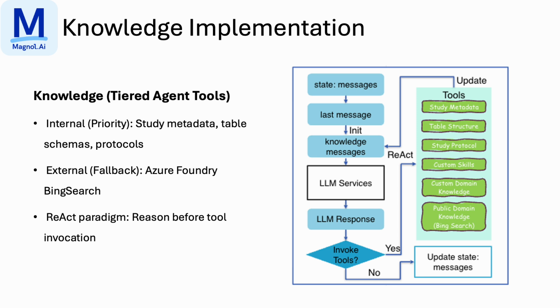External knowledge, which is the fallback. If the required information isn't available internally, the system can leverage external sources, such as Azure Foundry Bing Search, to supplement its understanding. The knowledge module also uses the ReAct paradigm. It follows a reason-before-acting approach, meaning it carefully considers the context and available information before invoking any tools or making decisions.